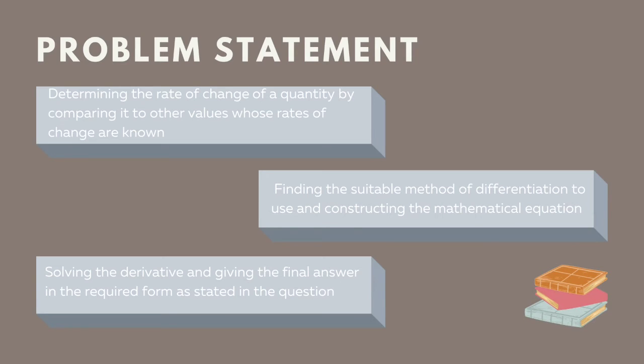The first one is determining the rate of change of a quantity by comparing it to other values whose rates of change are known. In this case, the known rate is the rate of the cable being pulled through the pulley, which is 20 meters per minute.